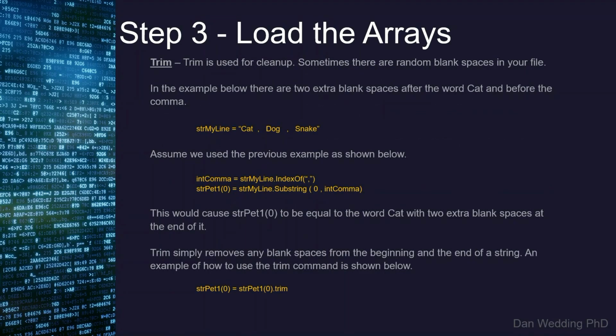Trim is used for cleanup. Sometimes there are random blank spaces in your file. In the example below, there are 2 extra blank spaces after the word cat and before the comma. Assume we use the previous example as shown below. This would cause string pet1 to be equal to the word cat with 2 extra blank spaces at the end of it. Trim simply removes any blank spaces from the beginning and the end of a string. An example of how to use the trim command is shown below.